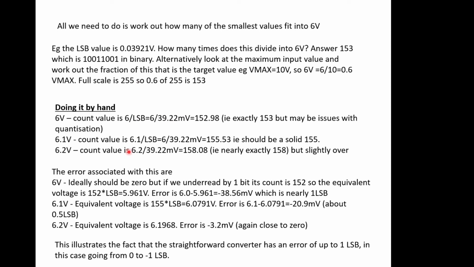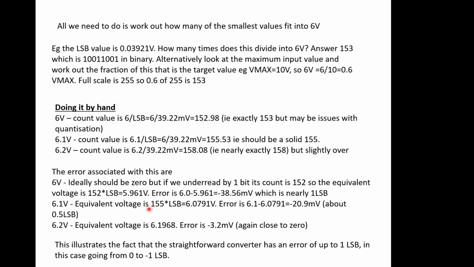The interesting bit is when we start to get close to a boundary, because when it's close to a boundary, even just noise and temperature changes might mean that we are out by a bit, because 152.98 is pretty close to 153. But if any of these values are slightly out, this might click over to 152, or even be the wrong side of 152, be 153. So this is where the quantization noise starts to become an issue.